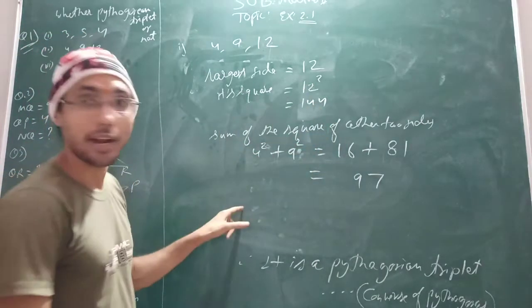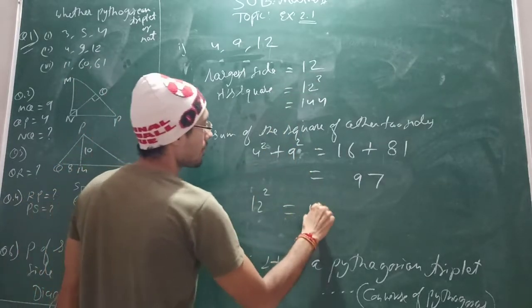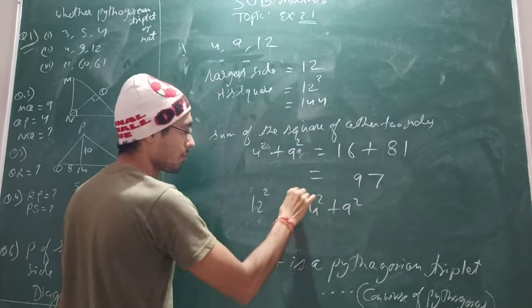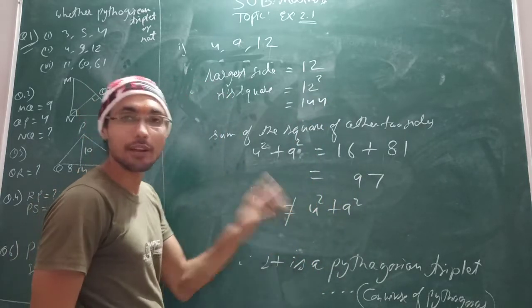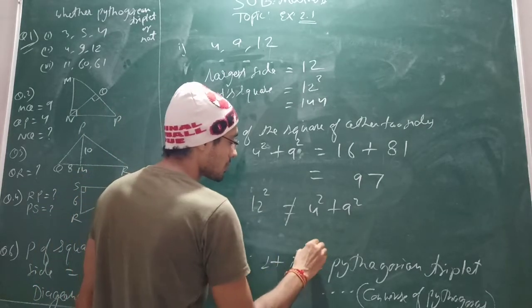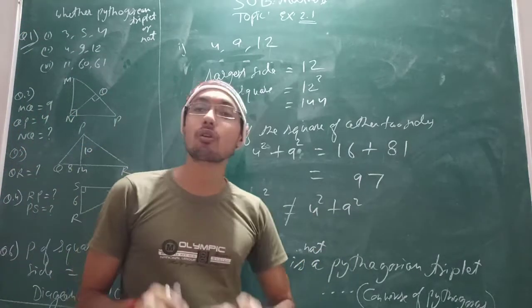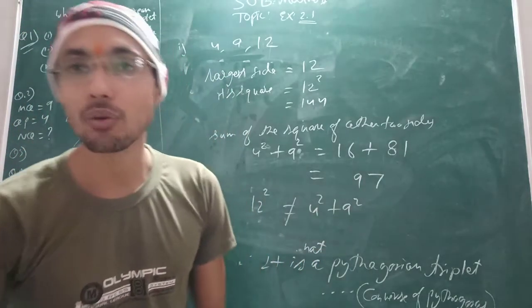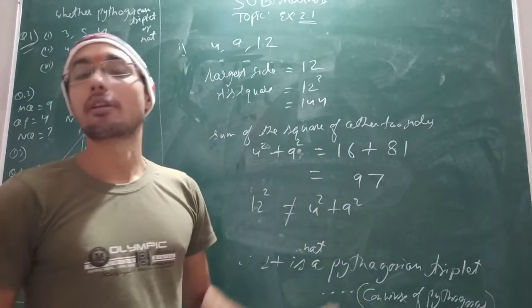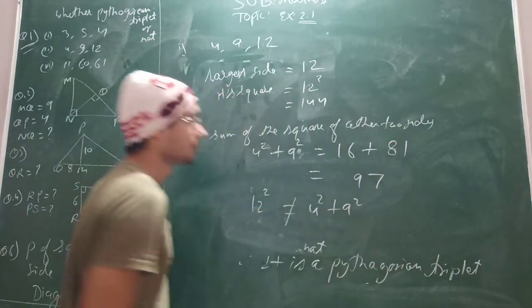So you have to write over here. How you have to write? Like this. 12 square, 4 square plus 9 square. This one is not equal to this one. Cancel it. Okay, if it is not equal, you have to cancel it, and then you have to write it is not a Pythagorean triplet. And when it is not a Pythagorean triplet, then there is no need to write the reason. Reason you always have to write when it is a Pythagorean triplet. Otherwise, no need to write the reason.